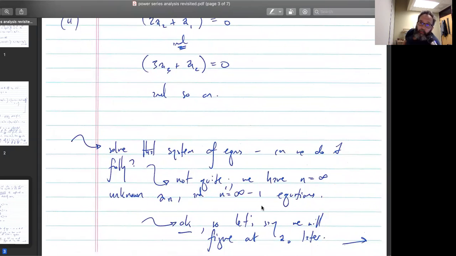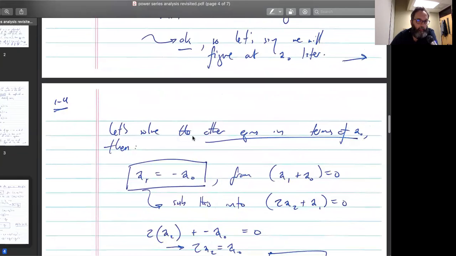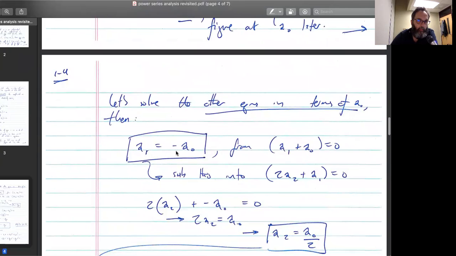Okay, but that's fine. What we'll do is leave one of our unknowns in terms of the other ones. Or if you like, we can do it the other direction and say we'll write all of the unknowns in terms of one of them in particular. So let's say we will figure out what a0 is at some later time. That means we're going to solve the other equations in terms of a0. So that first one gets us a1 is equal to negative a0. That's easy to see, right? We had this coefficient times x to the 0th power is equal to 0.